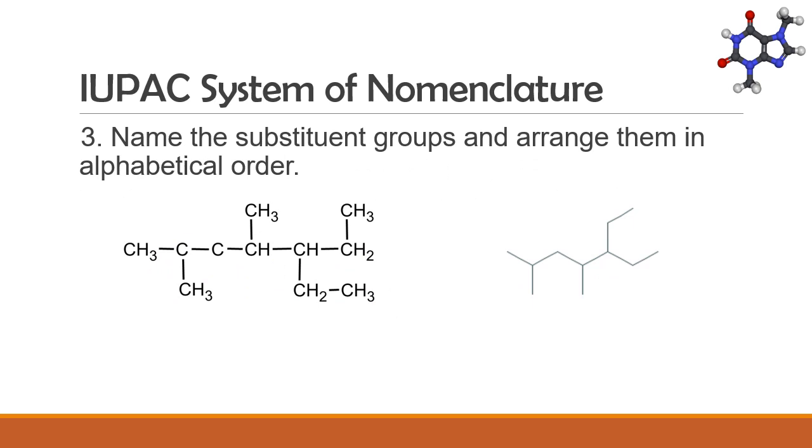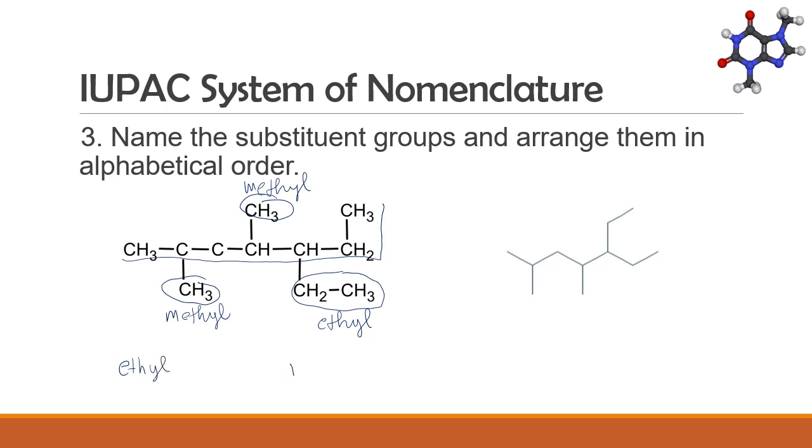Now it's time to name the substituents or the side chains. Remember that our parent chain is this heptane. We have three substituents. This one here, this one, and this one. This substituent is methyl. This one is also methyl, and this one is ethyl. Now, when writing substituents, we arrange them in alphabetical order. So, ethyl should come before methyl.